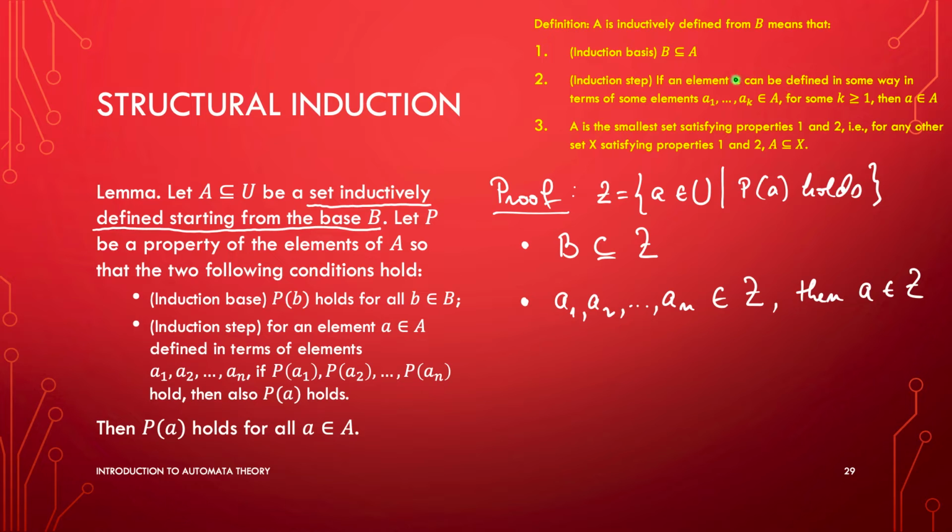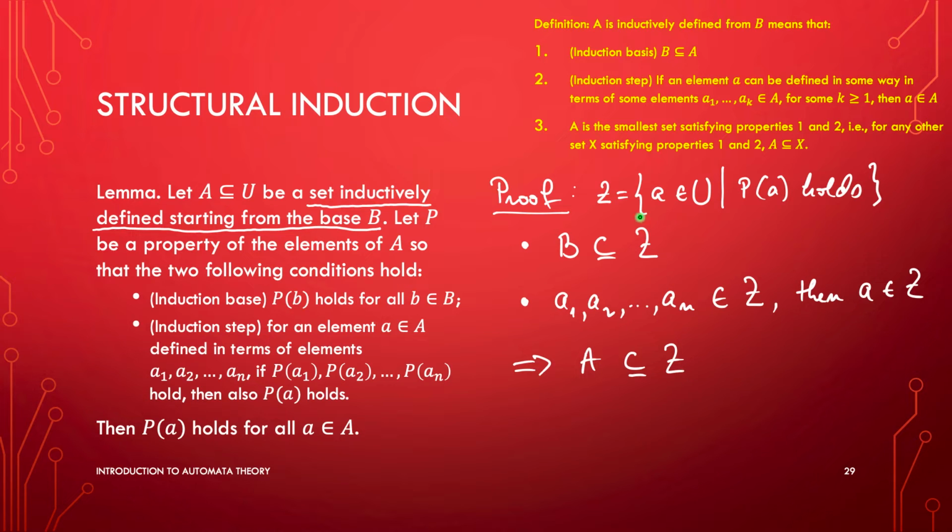And that's exactly this condition number 2. And so the fact that A is inductively defined from B right away implies, by condition 3 in the definition of A, that A has to be a subset of Z. And again, this is simply because we know that A is the smallest set satisfying conditions 1 and 2, and it turns out that Z is also one set satisfying conditions 1 and 2. And A being the smallest, it means that A has to be included in Z.